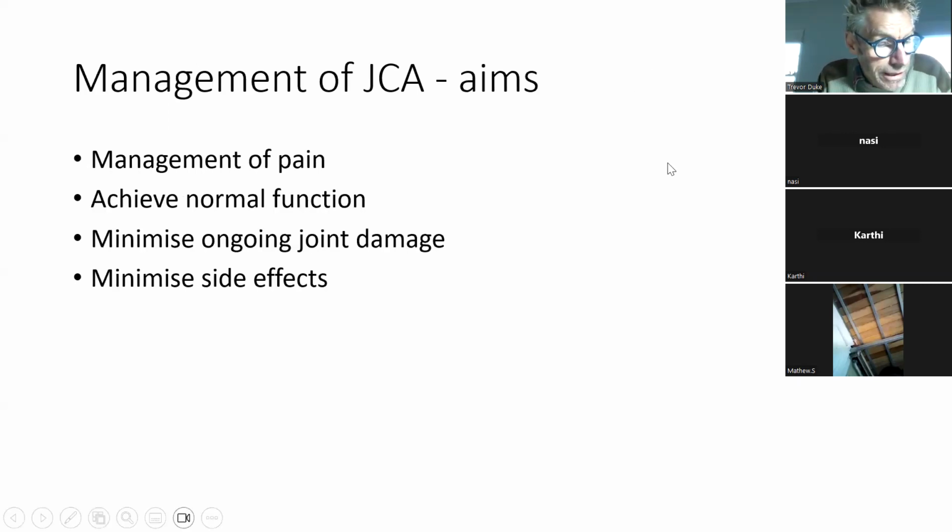I want to just talk about the management of JCA now. And firstly, the aims of the management are fairly simple. You've got to manage their pain first. The children's pain has to be managed so that they can start rehabilitating, and they need some rest to start with, but fairly soon after, once the pain is controlled, they need mobilization of the joints. So you get back the joint movement and a full range of movement.